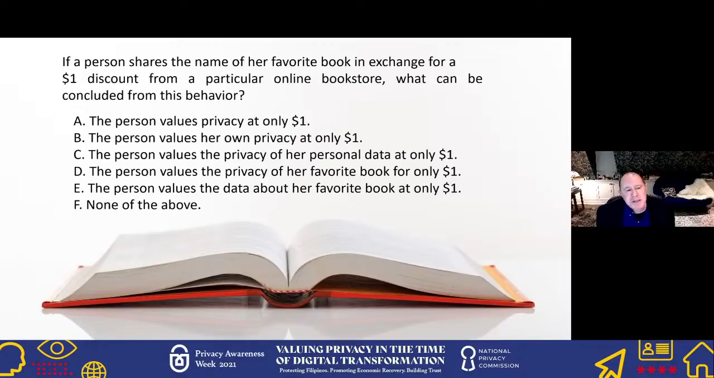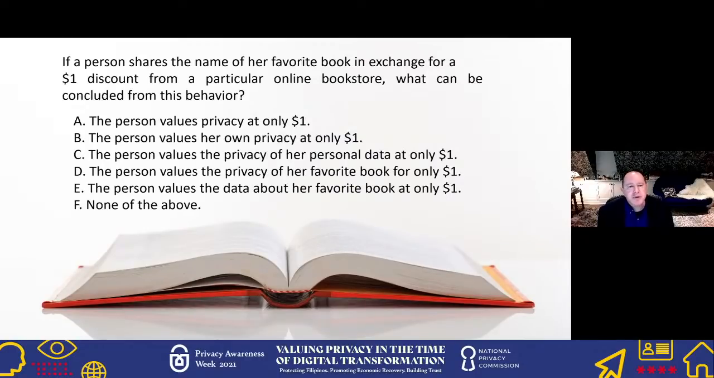And that's also what makes B wrong too, right? That this person values her own privacy at only $1. The first one I said values privacy writ large, so that person could value privacy as a social good. The second one, what about this? Does it say anything about the person's own privacy? And the answer is no, because again, this is really about a book. It's not about every piece of information about the person. So I don't think we can make any conclusions about how the person values her own privacy here. So that choice is wrong.